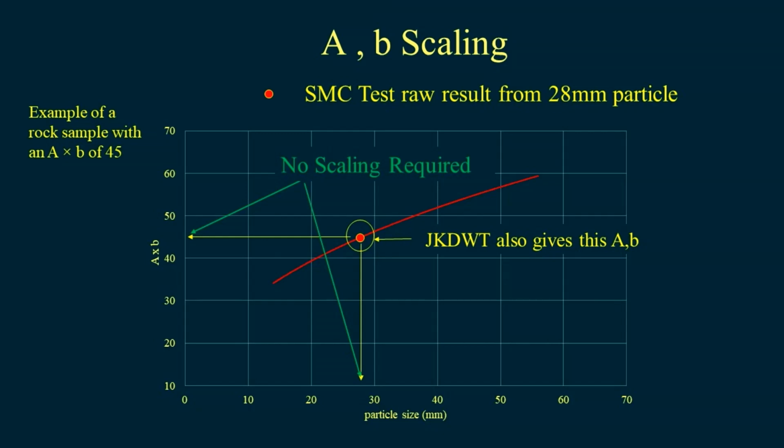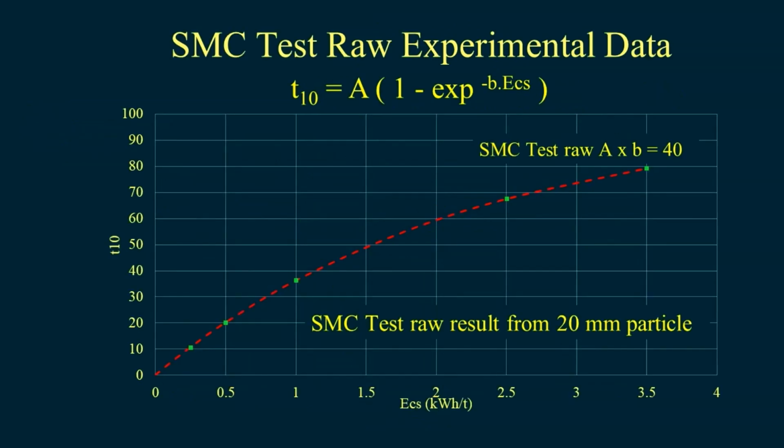Let's say, however, you aren't able to use a 28mm particle. The client has sent you material, the lab, this is, you can only get 20mm particles out of it. So here's our SMC test raw results from a 20mm particle. The SMC test has fitted the raw A times B. It's 40.